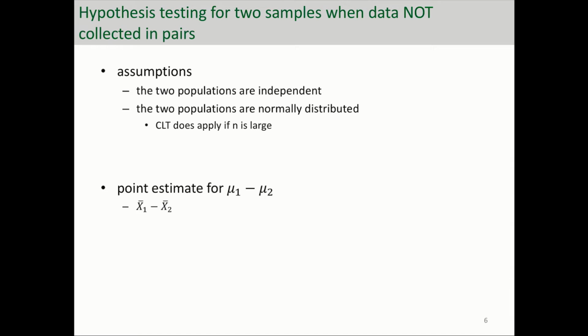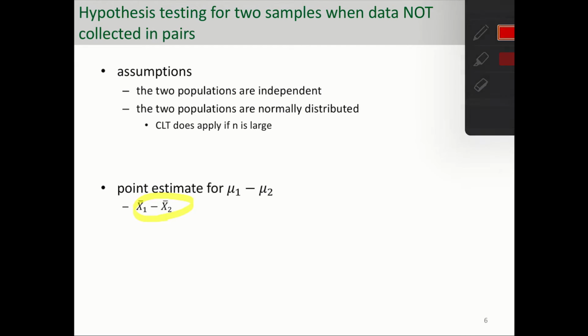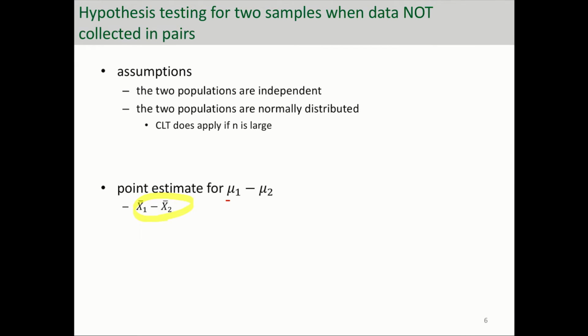So the way that we conduct our hypotheses is by using sample averages, x bar 1 and x bar 2, as an estimate for mu1 minus mu2. So these are sample averages. And the two assumptions that we have here is the two populations are independent and also normally distributed.